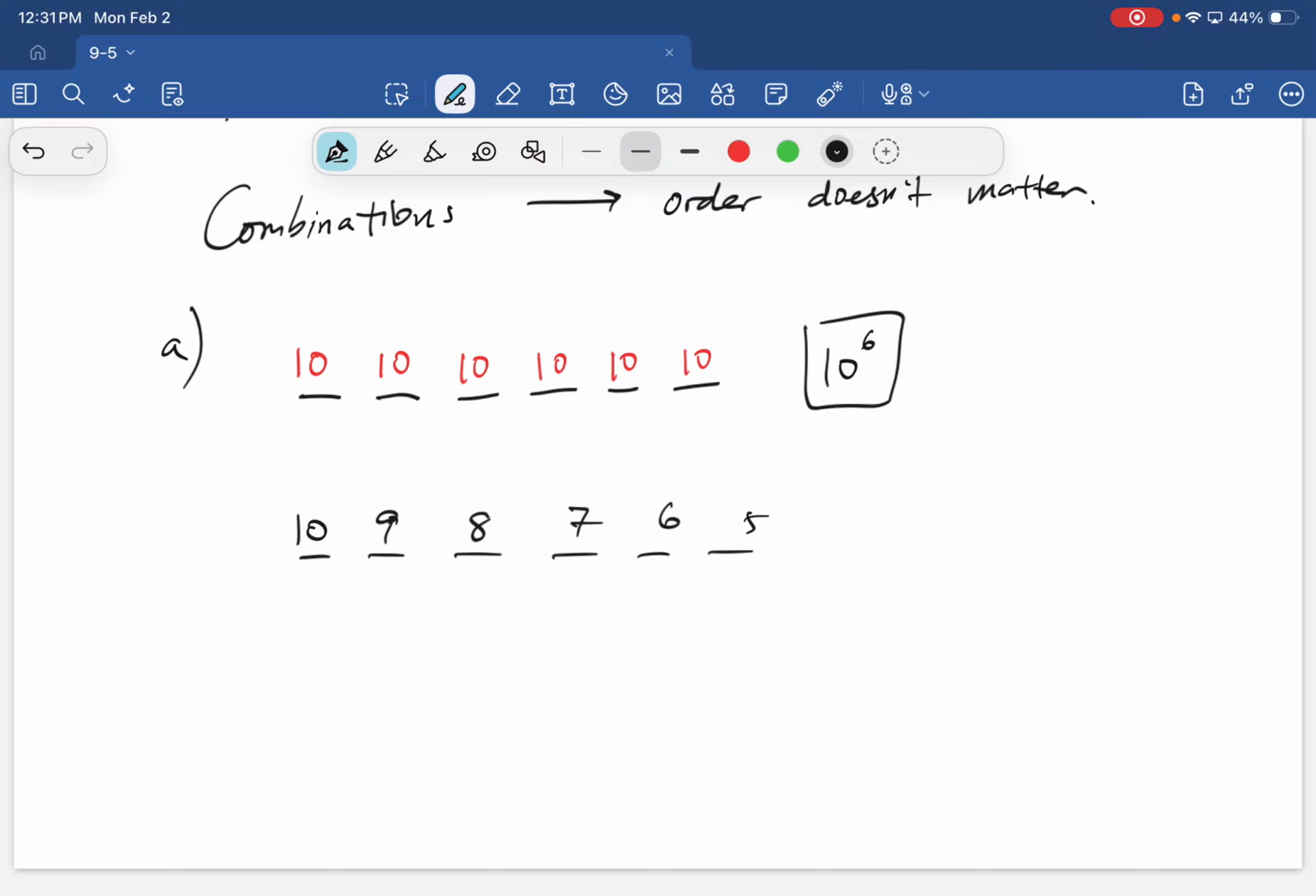6 choices, because I can't use 5. Okay? So how many choices for the second digit? Now it's 5, right? And 5, 4, 3, 2, and then finally 1. And so the answer is actually 6 factorial.